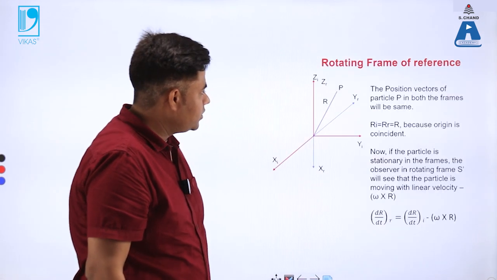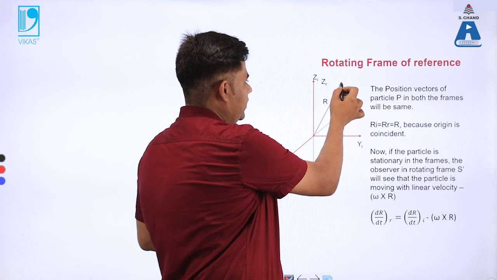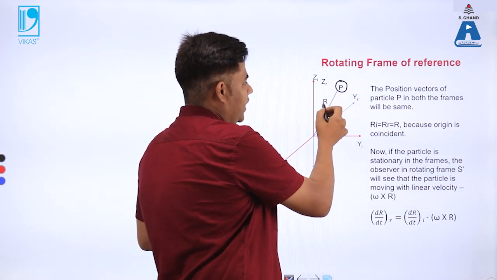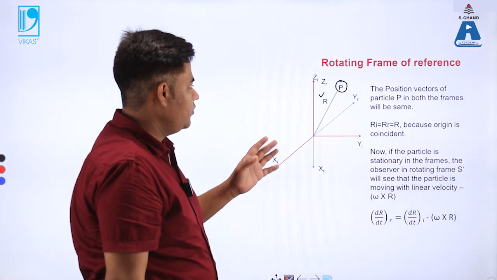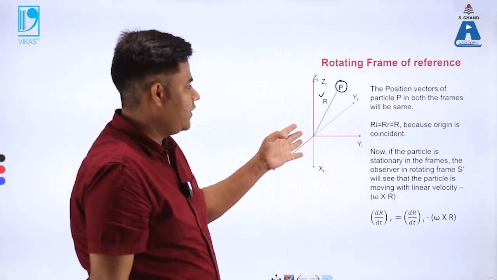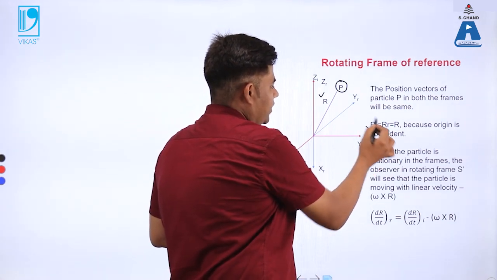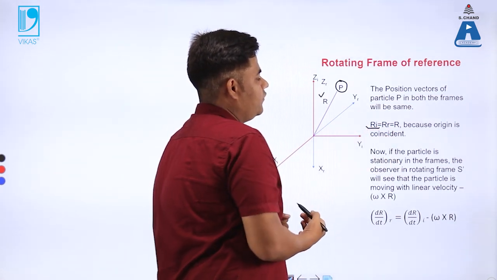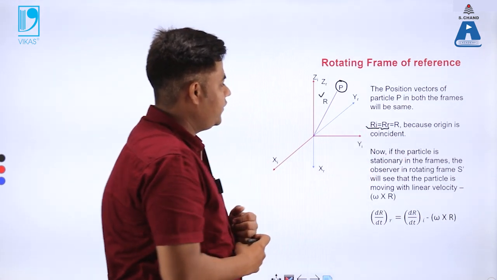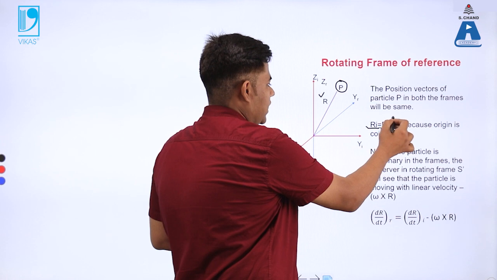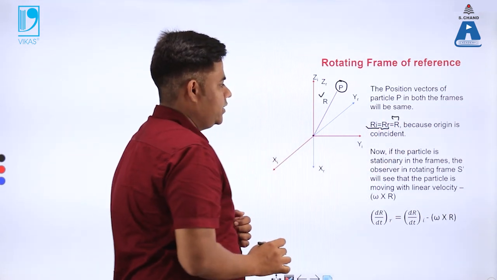So talking about the position vector, the position vector here is termed as p, and we have r, which is the magnitude of the position vector with respect to the particular frame. The magnitude for the inertial frame of reference is equal to the magnitude for the rotating frame of reference, and that is termed as r. Both of them are equal because the origin is coincident.